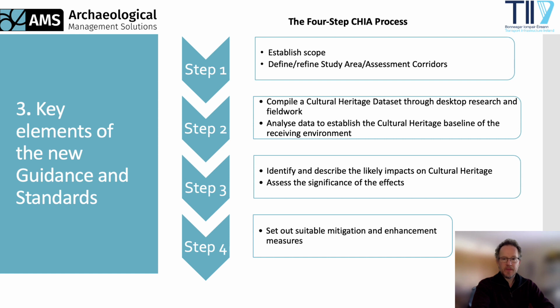Step 1. Establish scope and define or refine the study area or assessment corridors depending on the project phase. Step 2. Compile a cultural heritage dataset and analyse data gathered through desktop research and fieldwork to establish the cultural heritage baseline. Step 3. Identify and describe the likely impacts on cultural heritage and assess the significance of the effects. And Step 4. Set out suitable mitigation or enhancement measures to be considered during option selection and design, including measures to be implemented during construction and operation of the project post-consent.